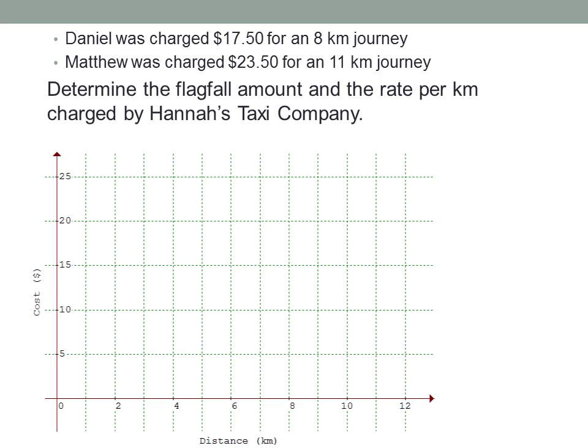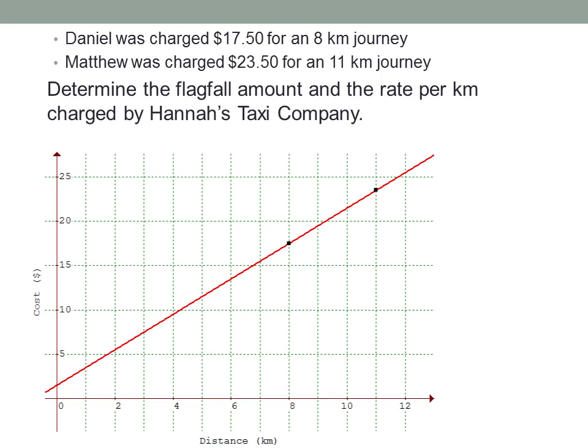Now, do we have any points to put on our graph? Yes, we do. Daniel's 8-kilometre trip cost him $17.50. Matthew went 11 kilometres and was charged $23.50. Okay, so draw a line through those 2 points. We don't have a third point to check our accuracy, so do it as carefully as you can.